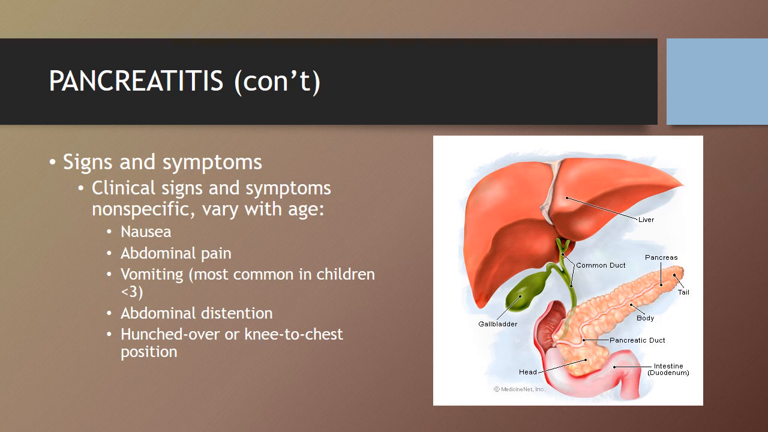I guess I like this picture. It's on every slide. Signs and symptoms, they will vary with age, and they're very non-specific, but they'll have nausea, vomiting, which is actually most common in kids under 3, abdominal pain, maybe some abdominal distension, and more than likely they'll be hunched over or have a knee to chest position because that helps with the pain.